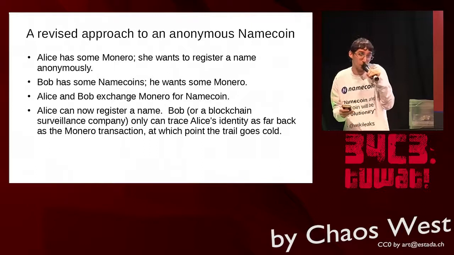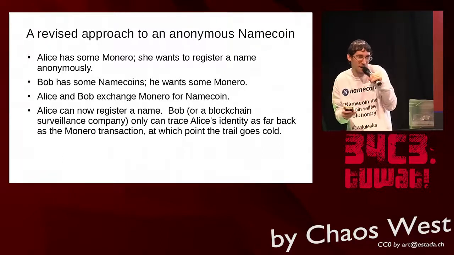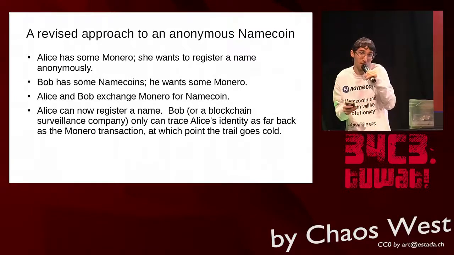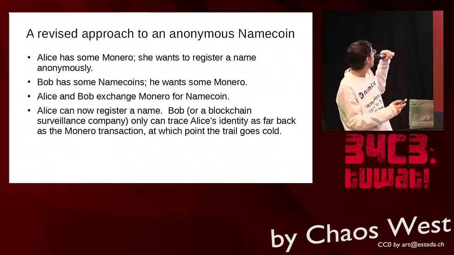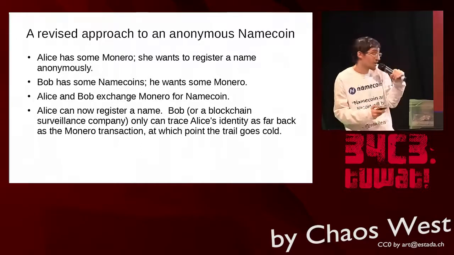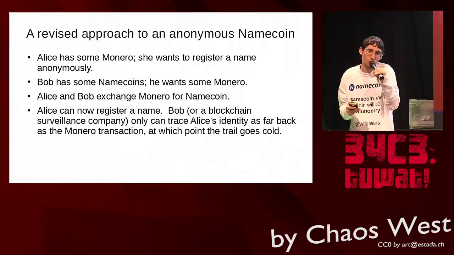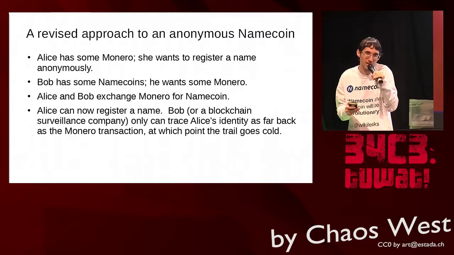So here is an approach that we came up with, which is that let's say Alice has some Monero, and she really, really wants to get a Namecoin name. And Bob has some Namecoins. He's not using them to register a name, but he would really like to get some Monero, right? So they can exchange Monero for Namecoin. And Alice can now register a name using the Namecoins that she got from Bob. And the important thing here is no one can tell who registered that name. The person who knows the most about that is Bob. But all Bob will see is it'll trace to a particular Monero transaction, and the trail pretty much goes cold from there, assuming that Monero's anonymity properties hold up.